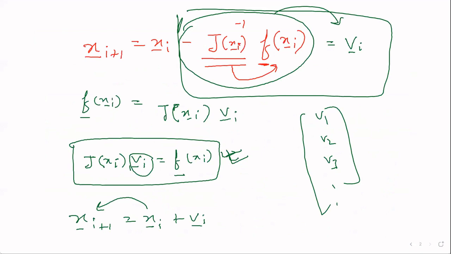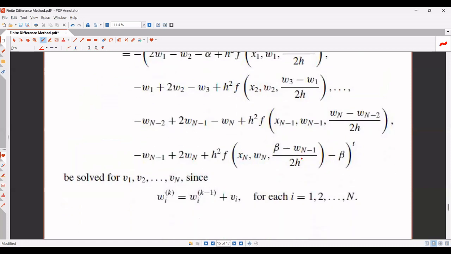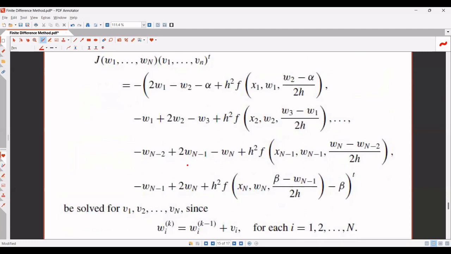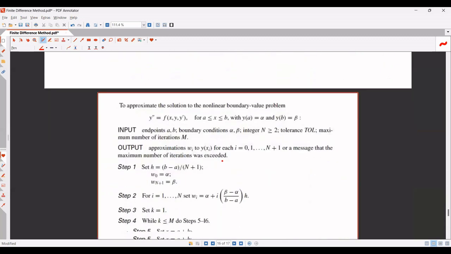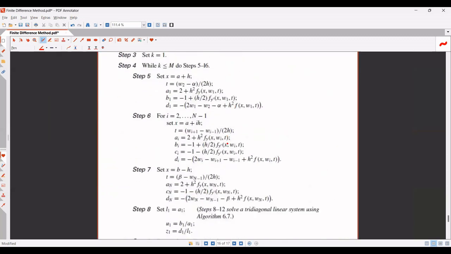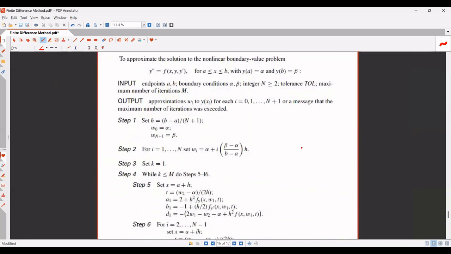I had a minus sign here, right? So that minus should be here, and that minus should be here. So the right hand side is the negative of all the functions. As you can see here, the negative sign is here, and this is the f1 function, this is the f2 function, and so on. So they again introduced a system of linear equations, and this system can be solved using LU factorization. And this is the algorithm for nonlinear.